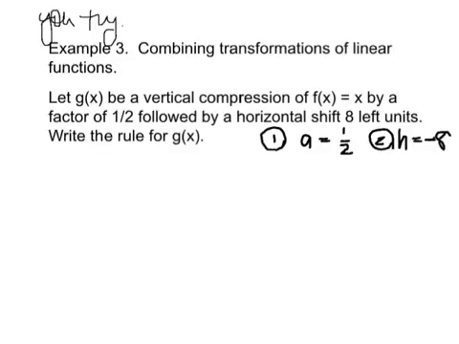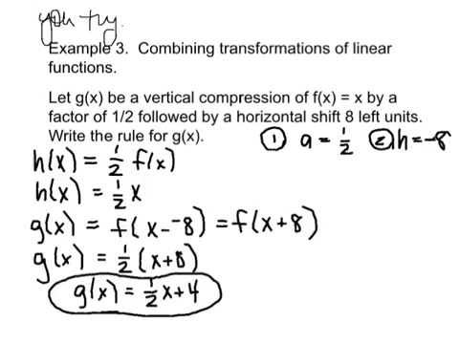Okay, our first problem, you're going to try it. I know it's going to be difficult, but you guys are super smart, so try it on your own and look at the answer. Let g of x be a vertical compression of f of x equals x by a factor of 1/2, followed by a horizontal shift left 8 units. Write the rule for g of x. So first, you're doing a vertical compression. a equals 1/2. Next, you're doing a horizontal shift left 8 units, so h equals -8. So try it on your own first. Remember, we're doing h of x, that's our middle one, and then g of x.